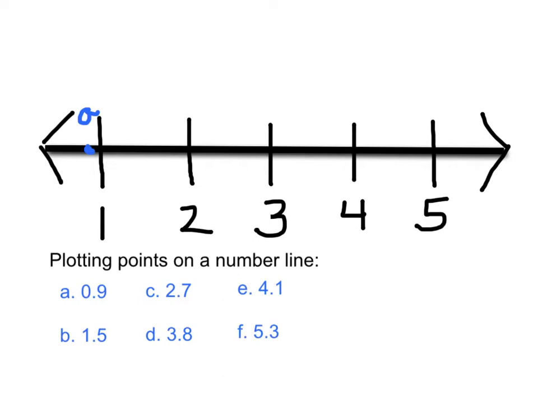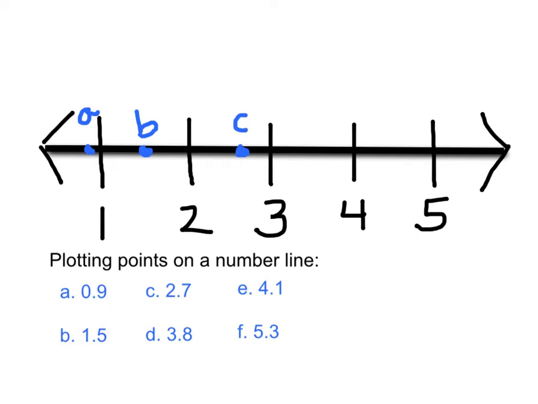Point B is 1.5. Since I know that 0.5 is directly in the middle of any two whole numbers, point 1.5 should go here. Point C is 2.7. 2.7 is just a little bit bigger than 2.5, so point C should go approximately here.